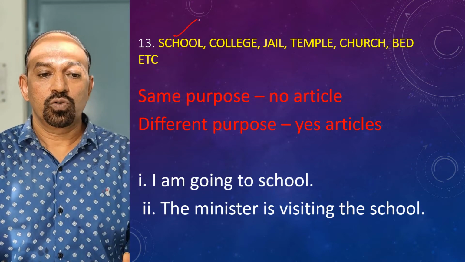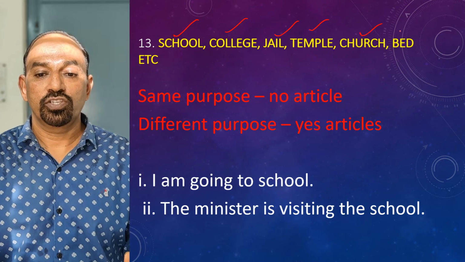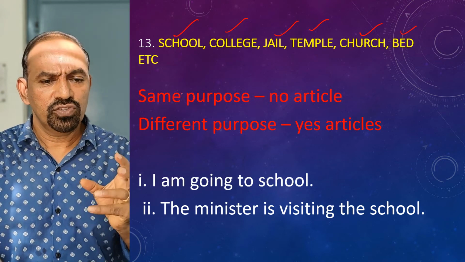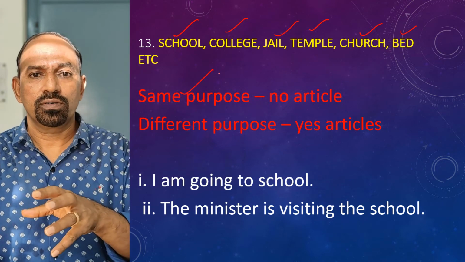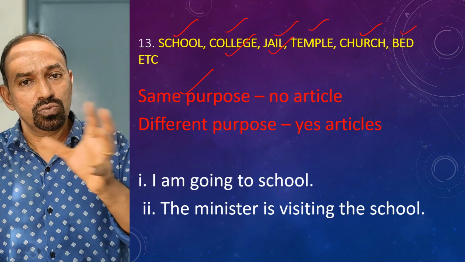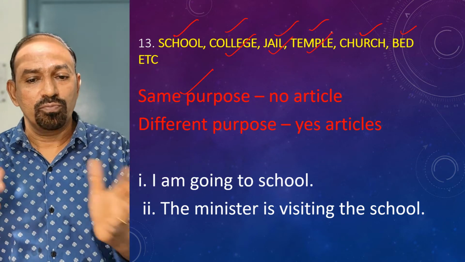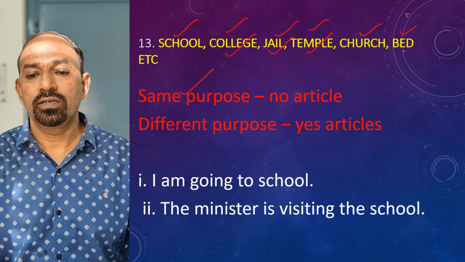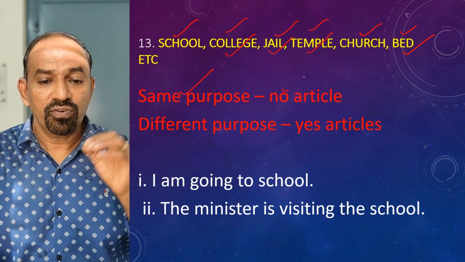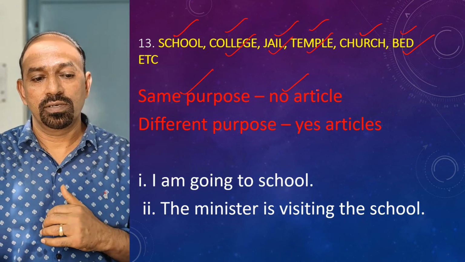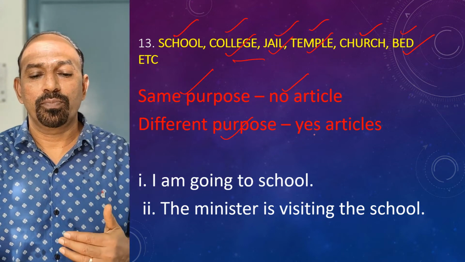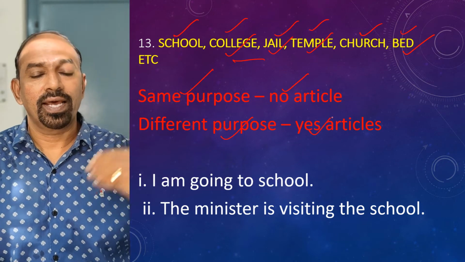Look at these words: school, college, jail, temple, church, bed, etc. With these nouns, there is a purpose. School is for learning and studying, college is for the same, jail is to imprison people, temple is for prayer, church and bed are to sleep. In the same purpose, we never use an article with these nouns. But if we refer to these nouns with a different purpose, yes, we should use an article.